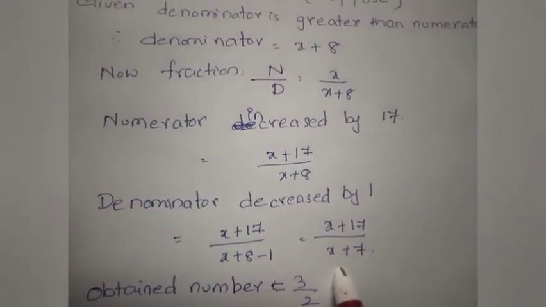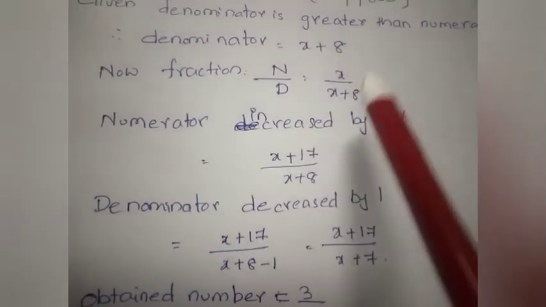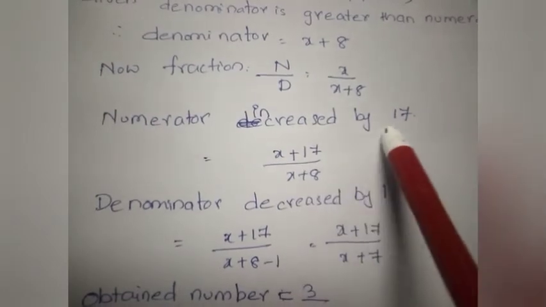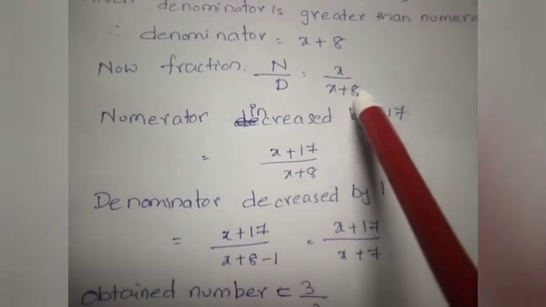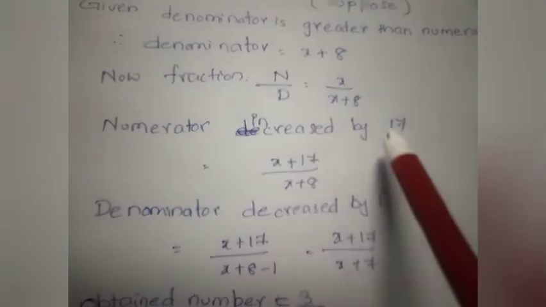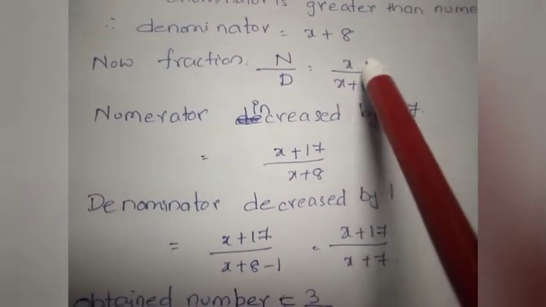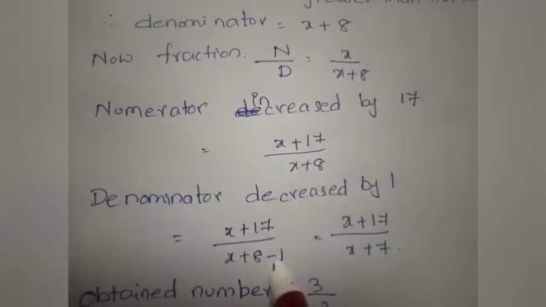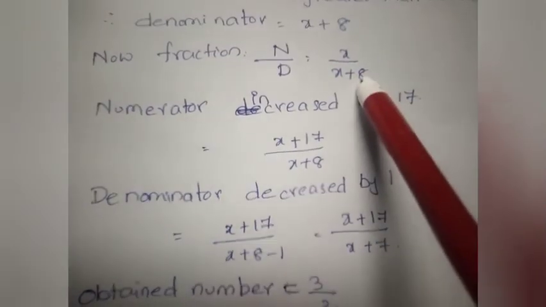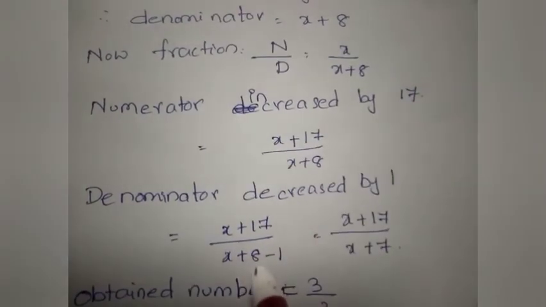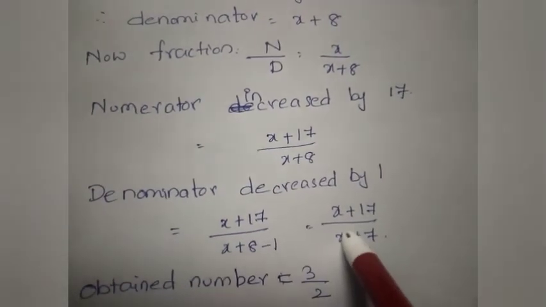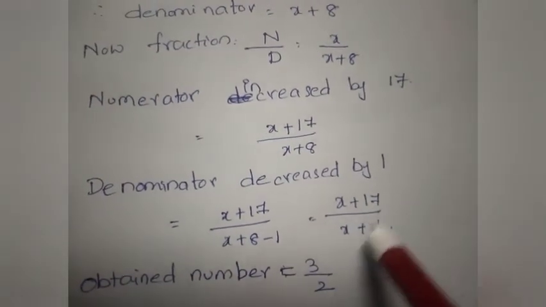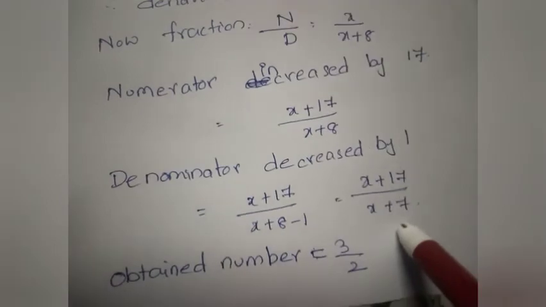Why have we done this? They have given that the numerator is increased by 17. This is our fraction. Numerator increased by 17 means we have to add plus 17. The denominator decreased by 1 means minus 1. To this we are subtracting 1. So 8 minus 1 is 7. So what is the obtained one now? x plus 17 by x plus 7.